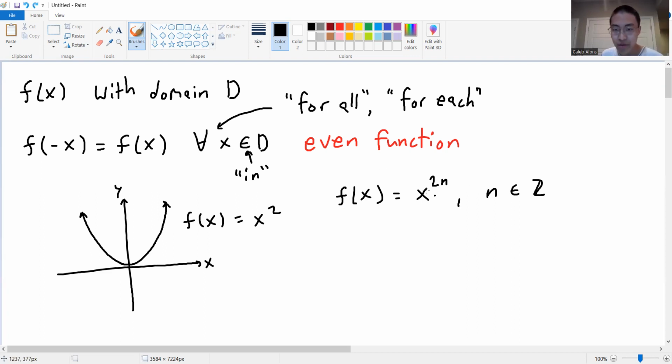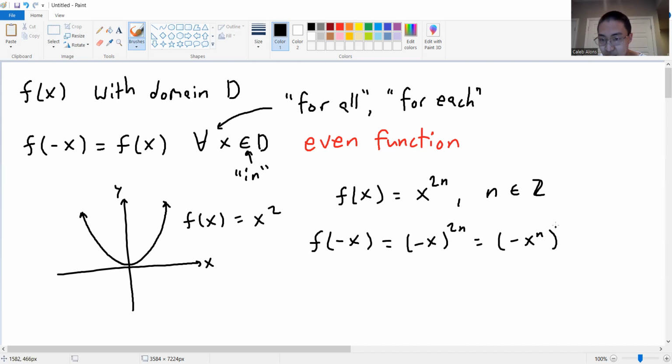Now, we're going to show that this is always going to be even. And the way we do that is we're going to first start with the left side of the equation here. We want to start by plugging in minus x, and then simplifying algebraically to see what we get. If we plug in minus x, we replace every instance where there's an x with a minus x. So minus x to the 2n. But we know that this is just minus x to the n, raised to the power of 2. And that's an exponential property.